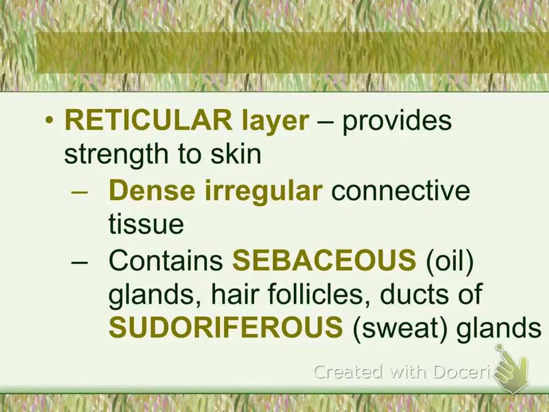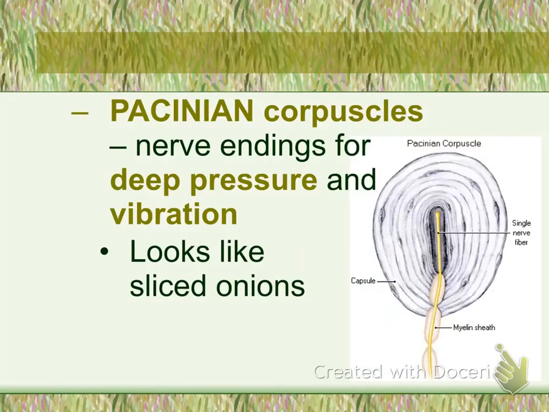The reticular layer contains sebaceous glands, which are your oil glands, hair follicles, and ducts of the sudoriferous gland, which is one of the sweat glands. Another type of nerve ending found in the reticular layer is the Pacinian corpuscle, which is for sensing deep pressure and vibration. And you can tell it apart from other nerve endings because it looks like a sliced onion, and you can see it in the picture on the right.